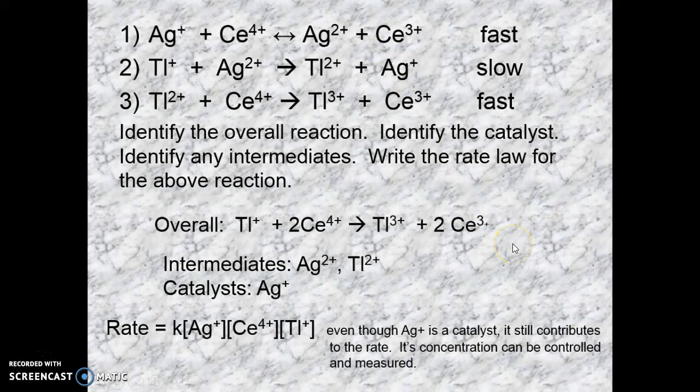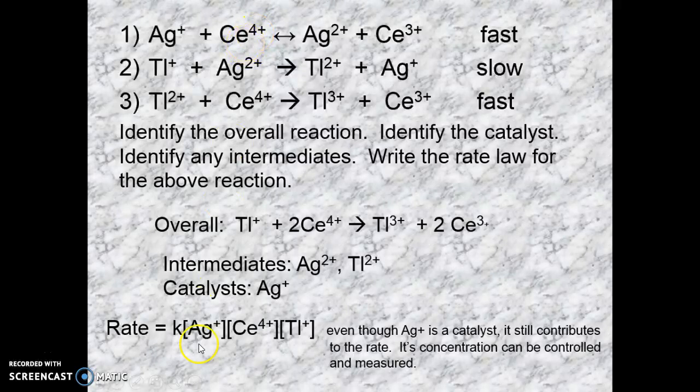The rate is going to be, since it's the slow step for number 2, we've got Tl+. Ag2+ is an intermediate, right? It gets generated and then used up, so it's not really a reactant. So we're going to take this Ag2+ and make it be represented by where it got made, so the Ag+ and the Ce4+.